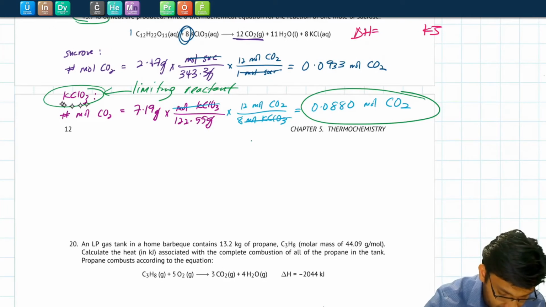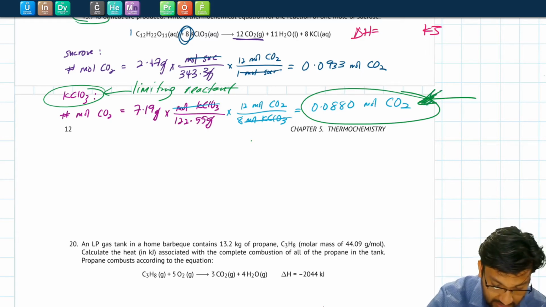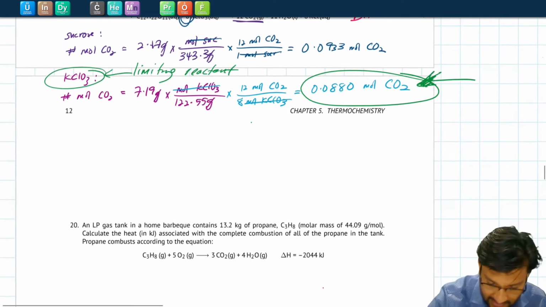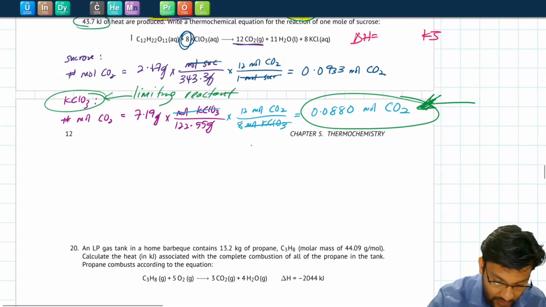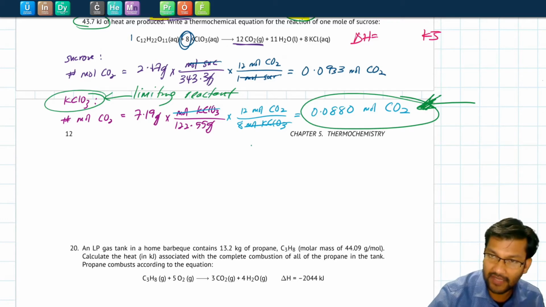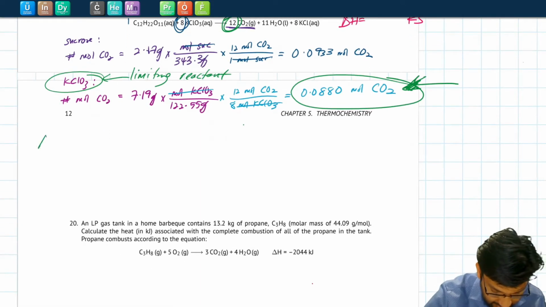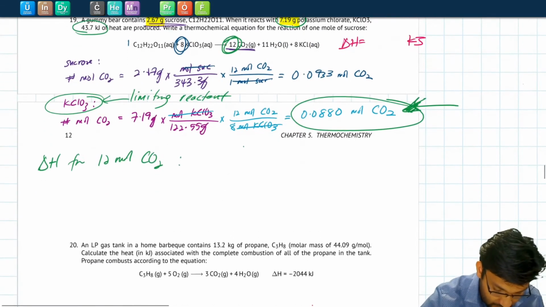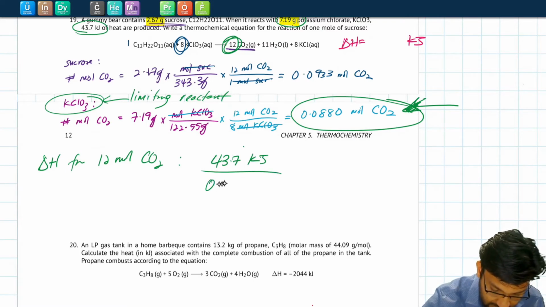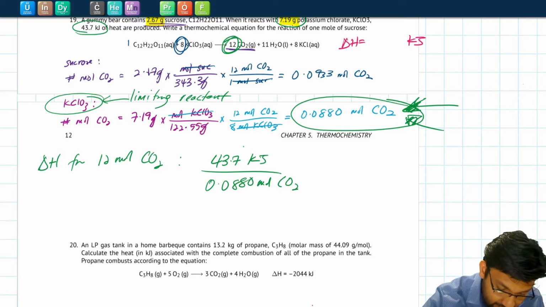Okay, so we know that potassium chlorate was our limiting reactant, and we know that the amount of product that we formed for it was carbon dioxide, and we formed 0.0880 moles of carbon dioxide. So since we know the amount of one of our reactants or products, let's find our delta H value using that. So our delta H value would be for 12 moles of carbon dioxide. The amount of energy that we got was 43.7 kilojoules, right? And this was for 0.0880 moles of CO2 because that's what we got from our limiting reactant. But we need to write this for 12 moles of carbon dioxide, so let's write it multiplied by 12 moles of CO2.